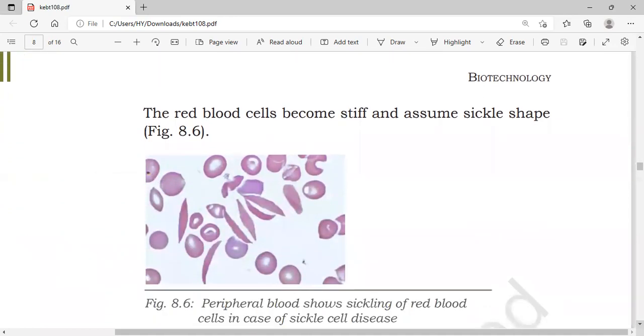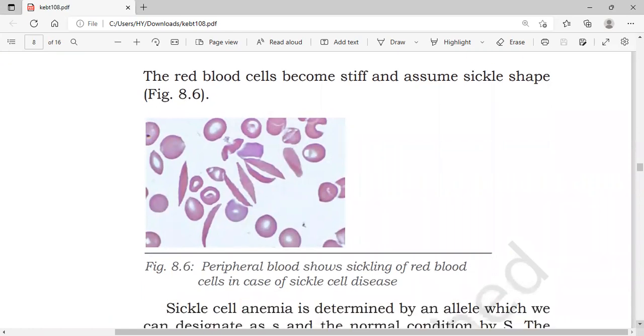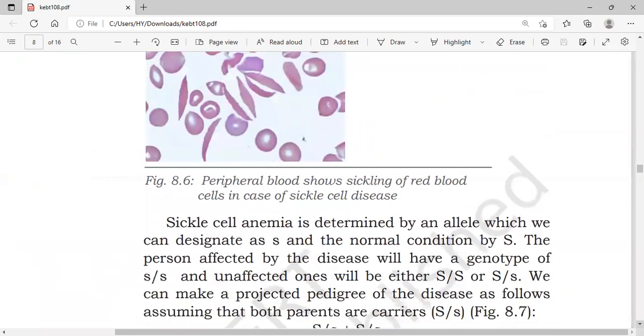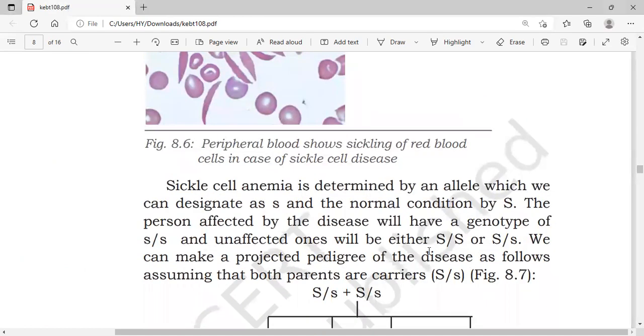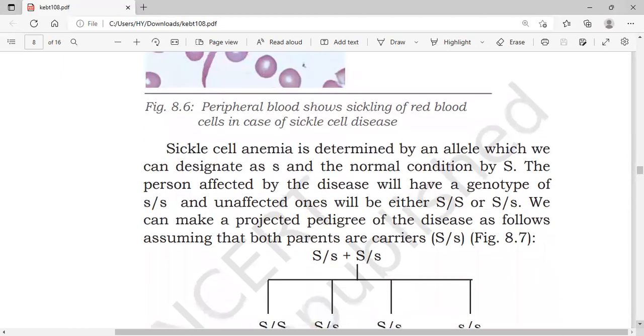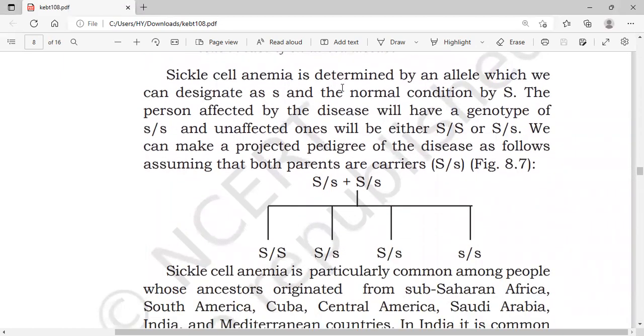So you can see the sickle cell shaped red blood cells, which are very pointed at the ends, and they even block the capillaries, and they do not transport the oxygen, just like the biconcave RBCs. And sickle cell anemia is determined by an allele which we designate as small s, and the normal condition by capital S. And the person affected by the disease will have genotype small s small s, means both the recessive alleles will be inherited, and the unaffected one will have capital S, or be heterozygous.